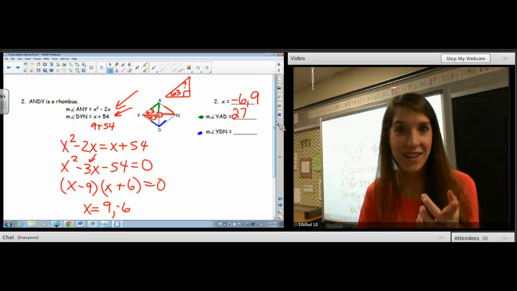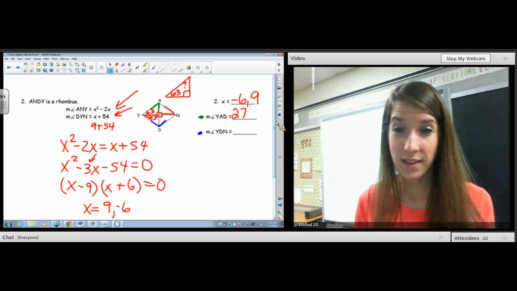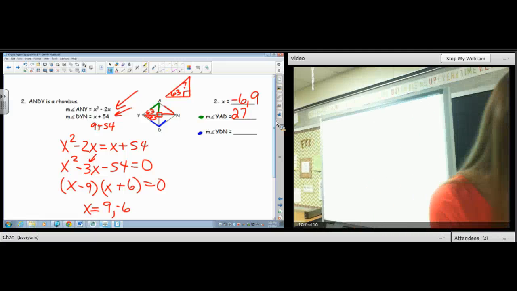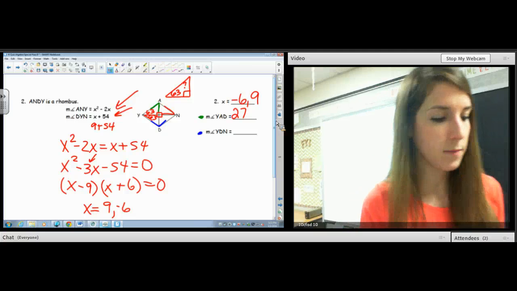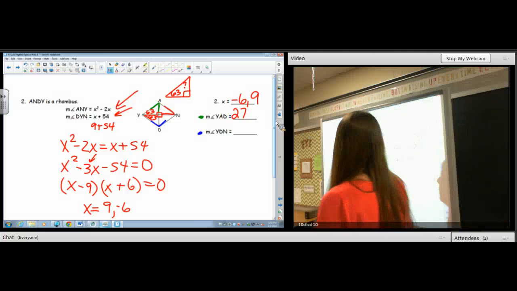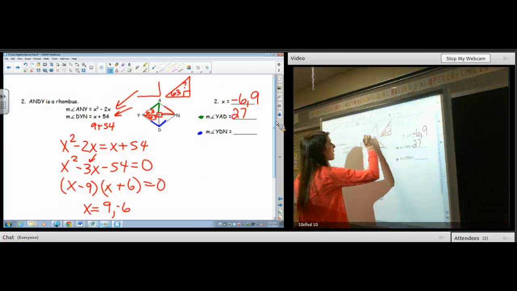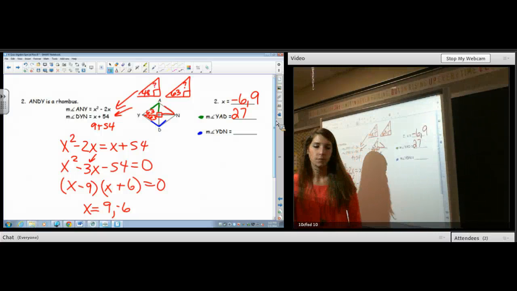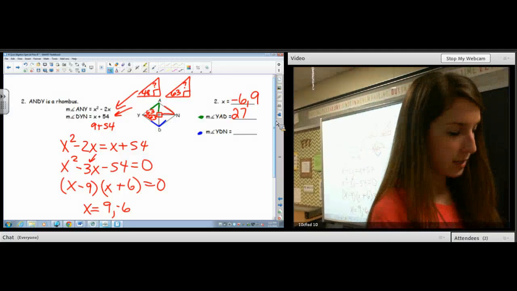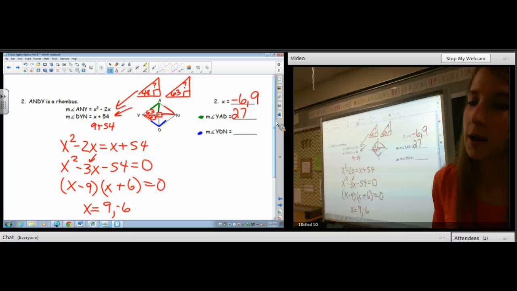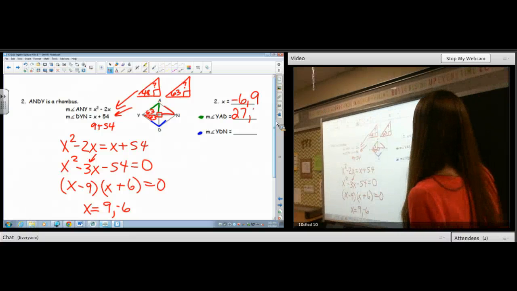But wait, I had two answers for x, so I have to plug the other one in. If I plug negative 6 in, negative 6 plus 54, I get 48. So I've got that same triangle, but this time this is 48, and I'm still looking for that one. So then I would do 90 minus 48, and I would come up with 42.